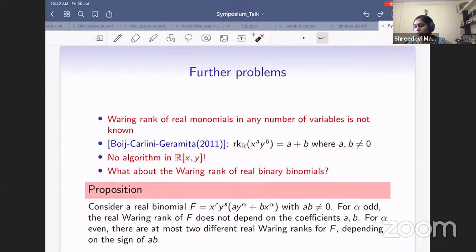Okay. Yeah. So the generic rank over C we know, that is solved by Alexander Hirschowitz. But generic rank over reals we don't know, if you take any form. And for monomials, it's another problem. For monomials, we know the rank of any form over complex. This is again by Carlini, Ventura and Catalisano. But for any number of variables it is not known. And for the reals, we know only this case, which is solved by Boij, Carlini, and Geramita.